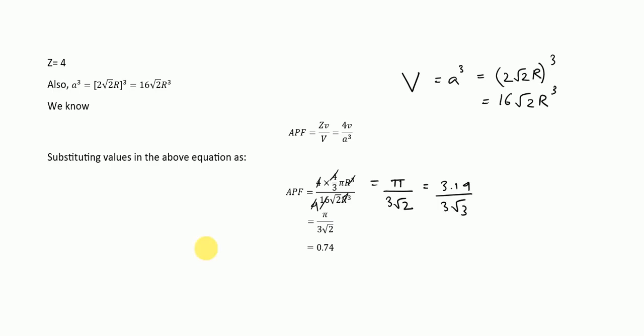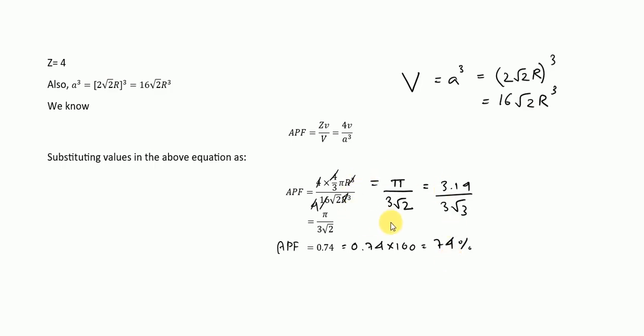Now after substituting the value of pi, we have APF equals 0.74 or 0.74 multiplied by 100, which gives us 74%. Now what does 74% mean? That means 74% of the FCC structure is occupied by atoms, leaving 26% of empty space.